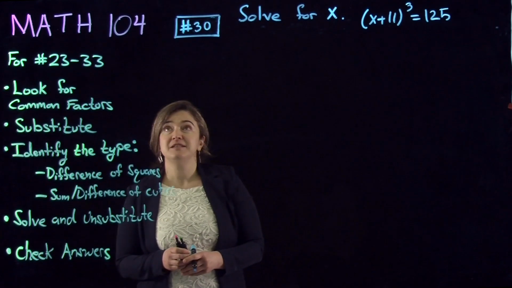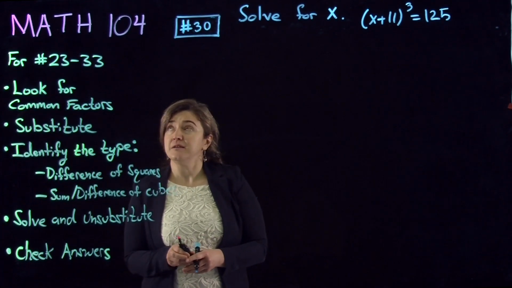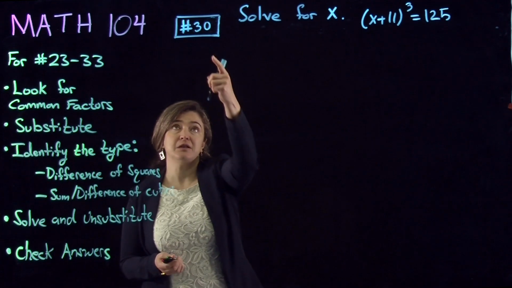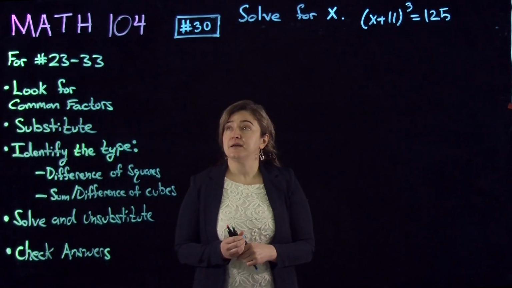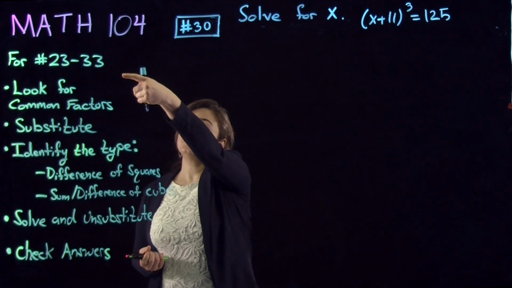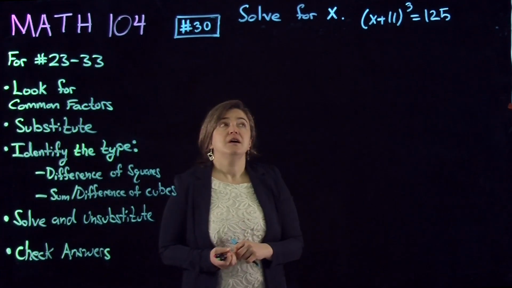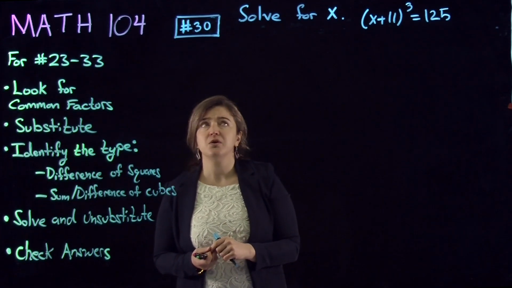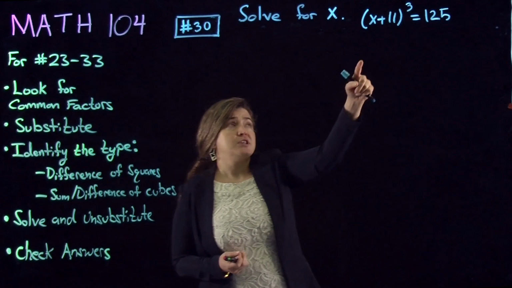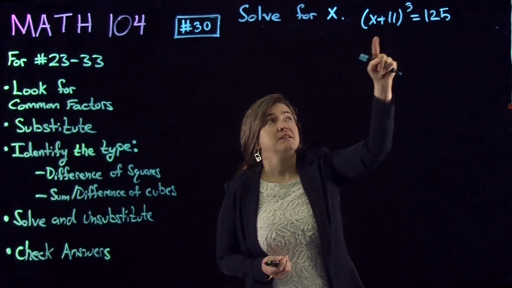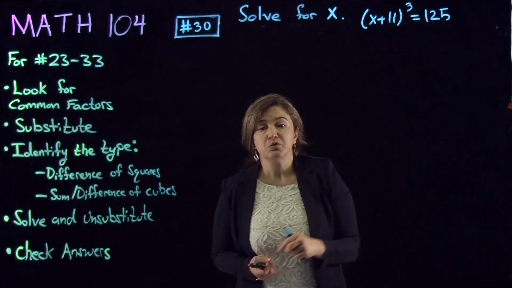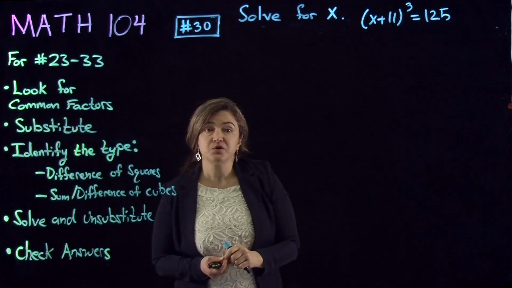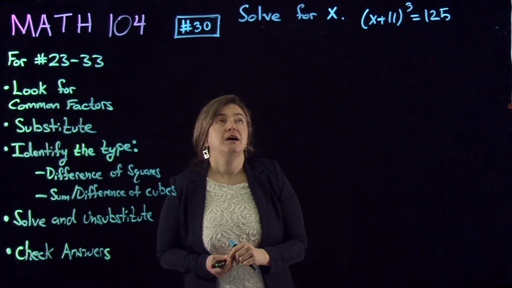Hello again. We're continuing on solving Math 104 gateway questions. Now we're at number 30, and this is from the set of number 23 to 33. These are the equations, solving equations. And the equation this time is (x + 11)^3 = 125. Remember, we're solving for all solutions, complex or real.